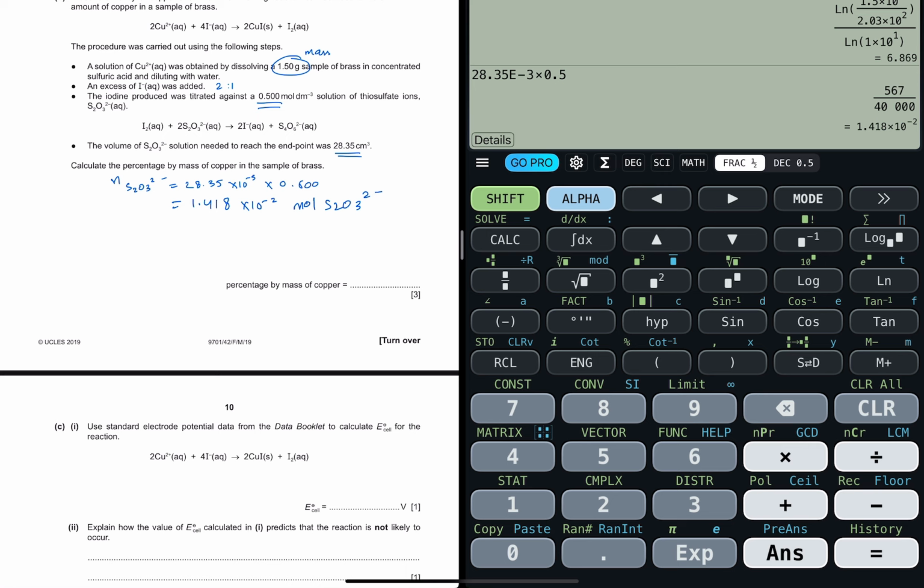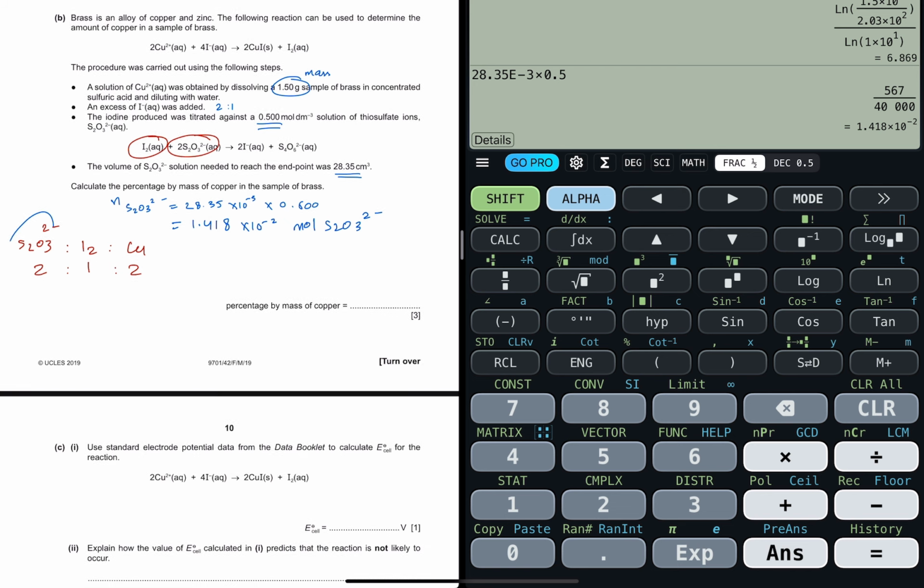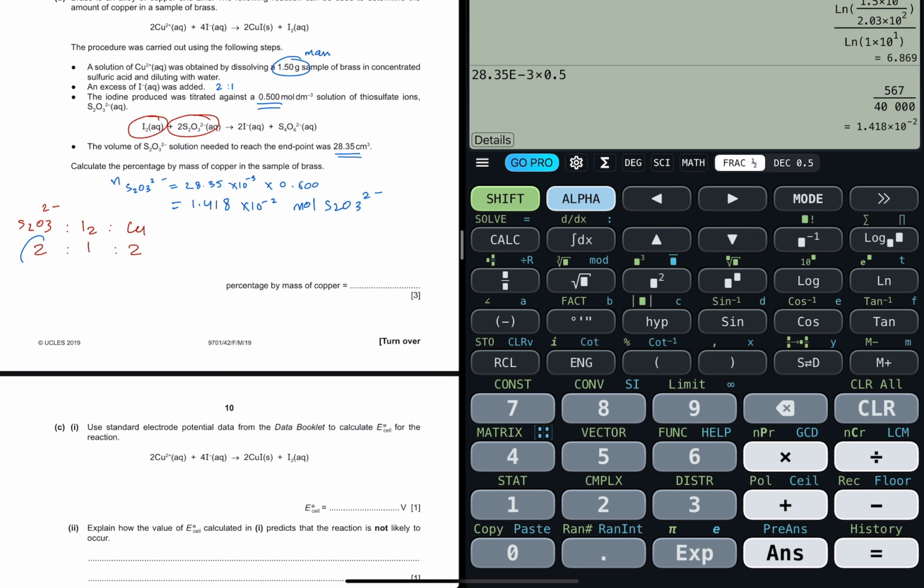Now you can notice 2 moles of thiosulfate neutralize 1 mole of iodine. And we also know that iodine and copper are in a 2:1:2 ratio. So between thiosulfate and copper, it is a 2:2 ratio. So it's 1:1 basically. So mole of copper ion is also equal to 1.418 × 10^-2 mole.